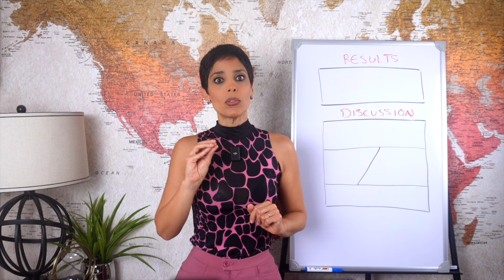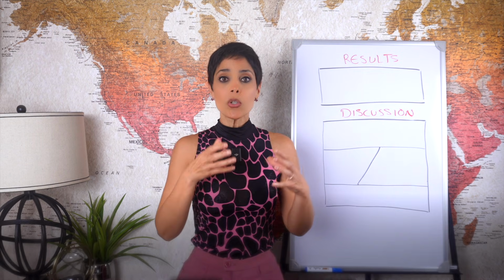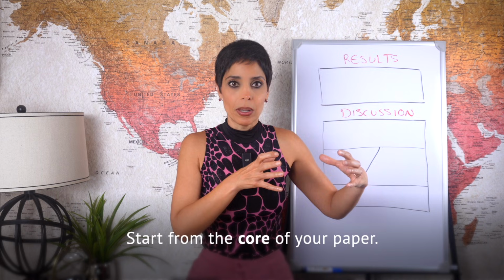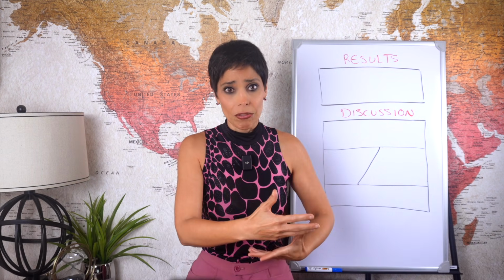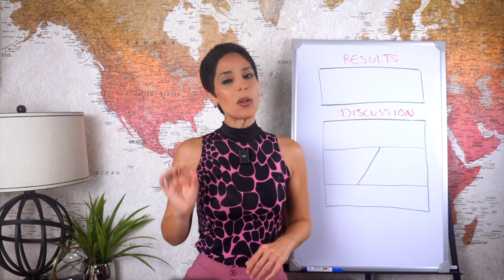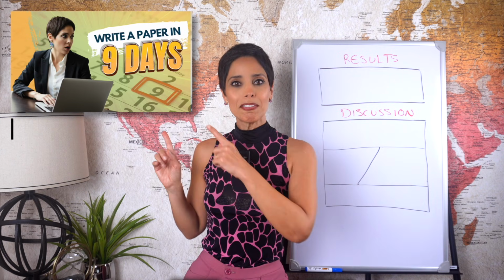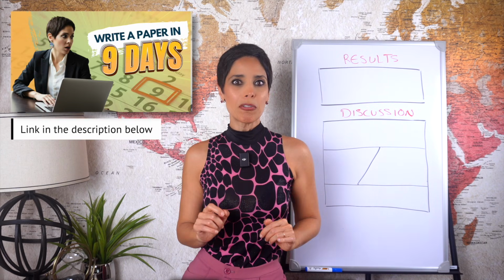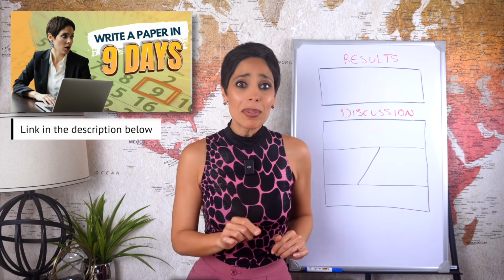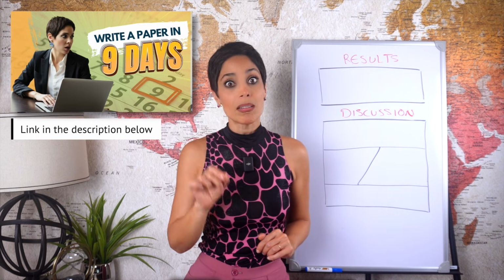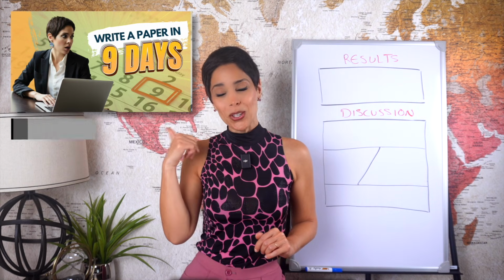The easiest way to write a strong results section is to start from the core of your paper: your figures, tables, schemes, and graphs. If those are ready, the writing becomes almost mechanical. Again, there is a complete video on this extremely effective workflow that I teach, which has helped my mentees craft papers in as few as 9 days. Make sure you watch this video.